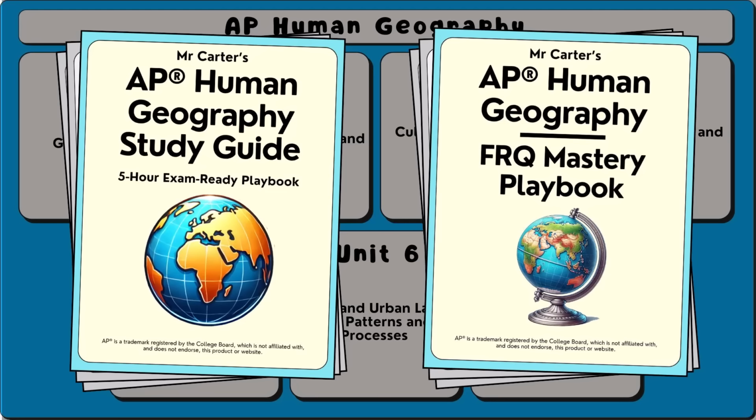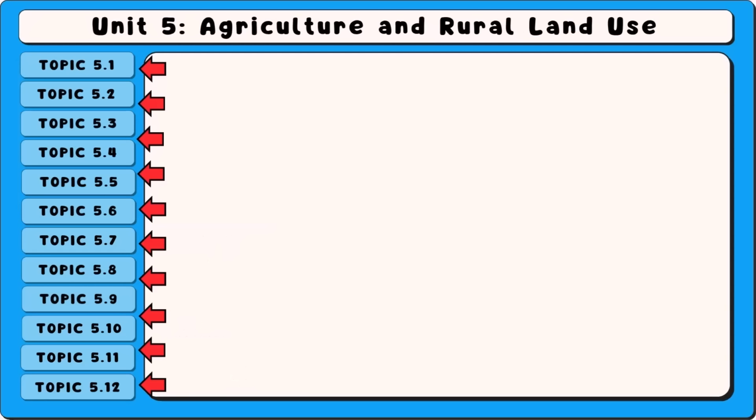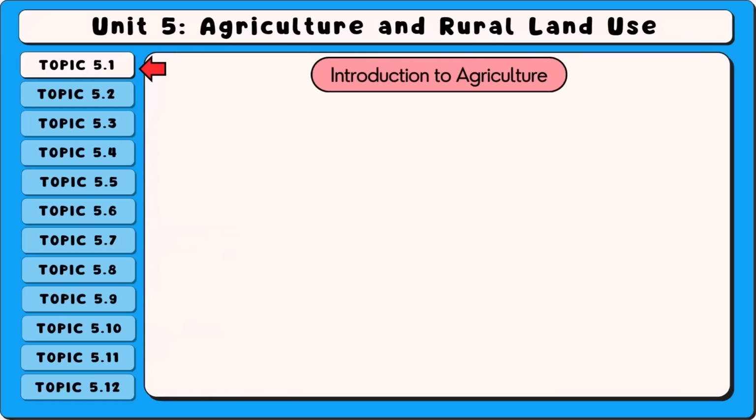Otherwise, enjoy the video. Unit 5 in AP Human Geography is titled Agriculture and Rural Land Use Patterns and Processes. The unit contains 12 lessons. Let's dive right in with Lesson 1, titled Introduction to Agriculture.